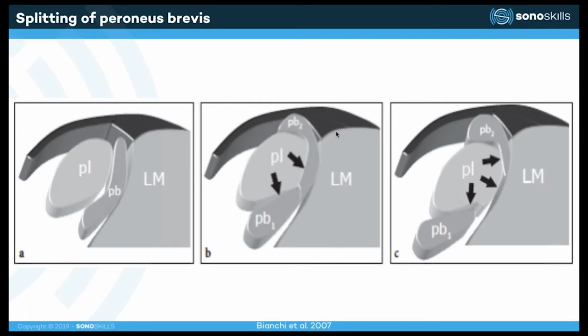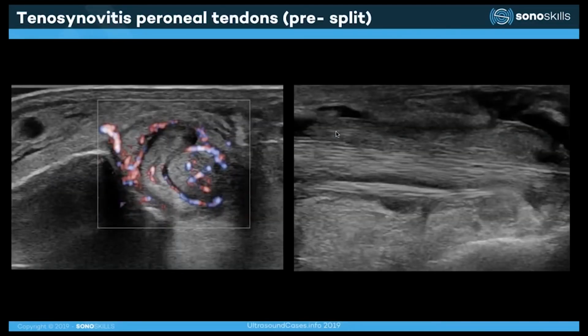If it happens, the patient will have pain, but in the end this becomes the normal situation, and people are also asymptomatic if they have this. In this case, it's not asymptomatic. So in this case, it's probably a situation where it's painful. It's a pre-split situation. We can see that the longus is already pushing a little bit against the brevis. We can see also some Doppler activity.